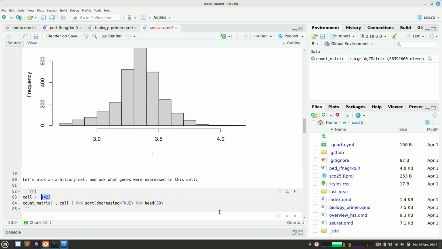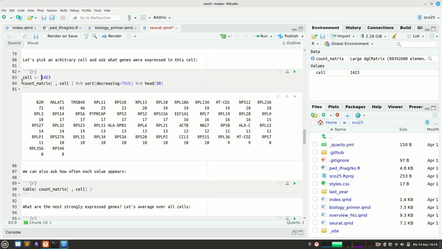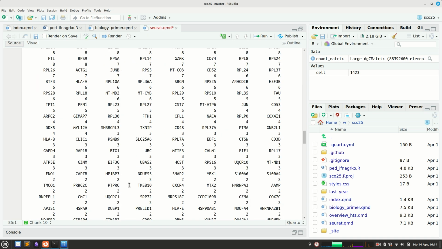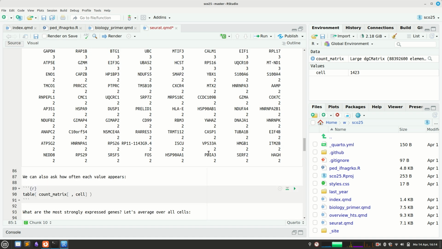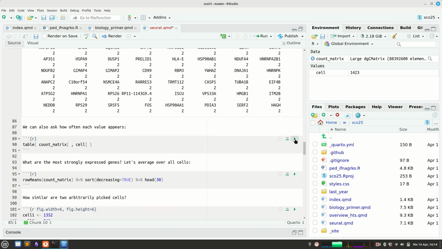We can also now pick an arbitrary cell, for example, the cell in column 1,423, so somewhere in the middle of the 2,700 cells. And what I've now done is here I said, take column 1,423 of the matrix and sort this column in descending order. So you see the gene with the most counts is B2M, which has 72 counts. Then comes the gene called MALAT1 with 65 counts. And there's a whole lot of genes which have only 1 or 2 counts, and even many more genes which have 0 counts.